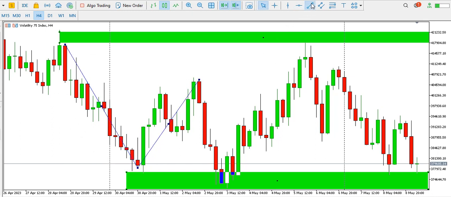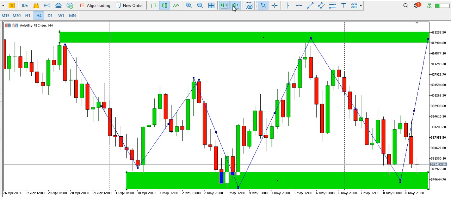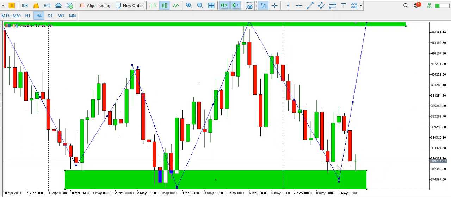Okay, so the range is like a protection, a barrier, or a point where the sellers and buyers step in. If price gets to the top of the range, the sellers come in and take it down. If price gets to the bottom of the range, the buyers step in and take it up, until we have a range breakout.